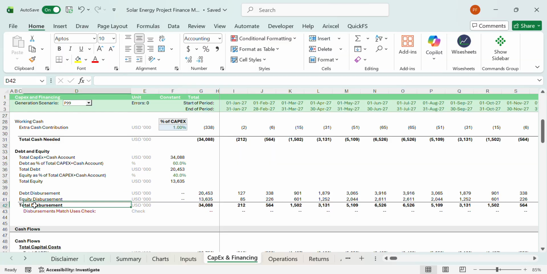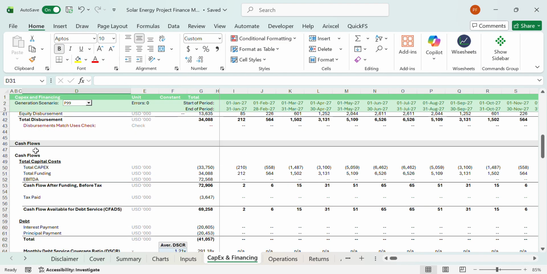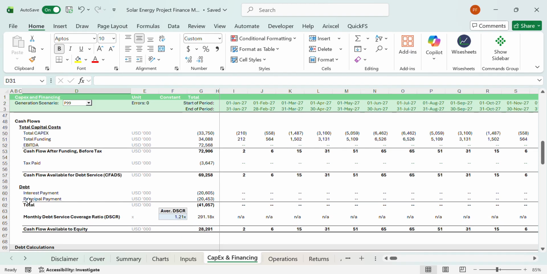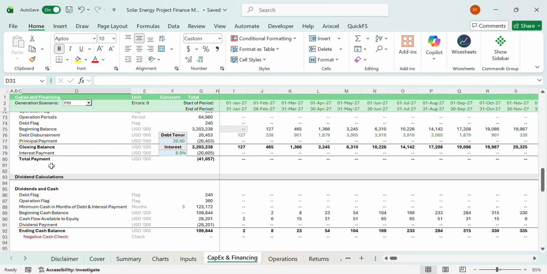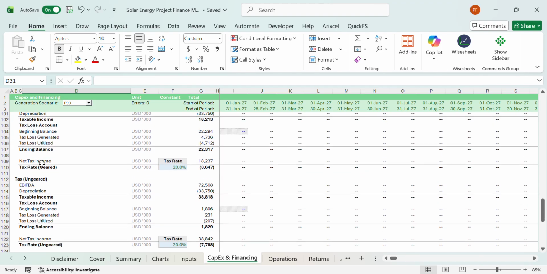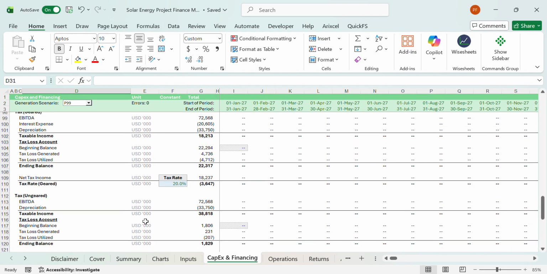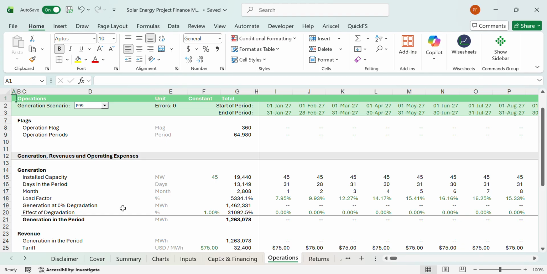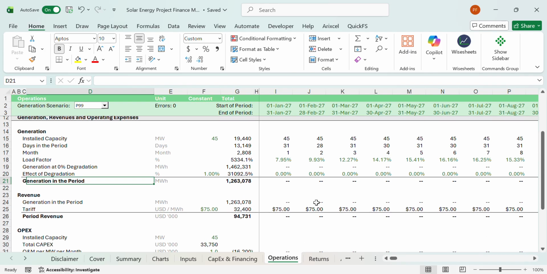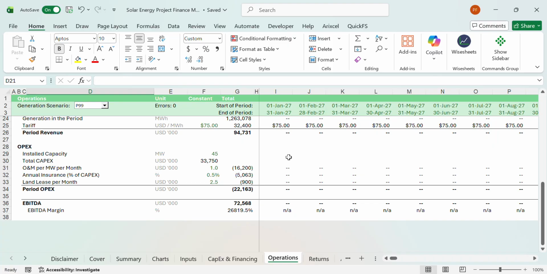We can see debt and equity, total disbursement, total cash needed, and then cash flow metrics, cash flow after funding before tax, cash flow available for debt service, cash flow available to equity, debt calculation together with the dividend calculation, and finally tax and depreciation. In the operations tab, we can see generation, revenues and operating expenses. So how much we are generating over the period by month, the revenue over the period, the OPEX over the period, and then we sum the two and we get the EBITDA and the EBITDA margin.